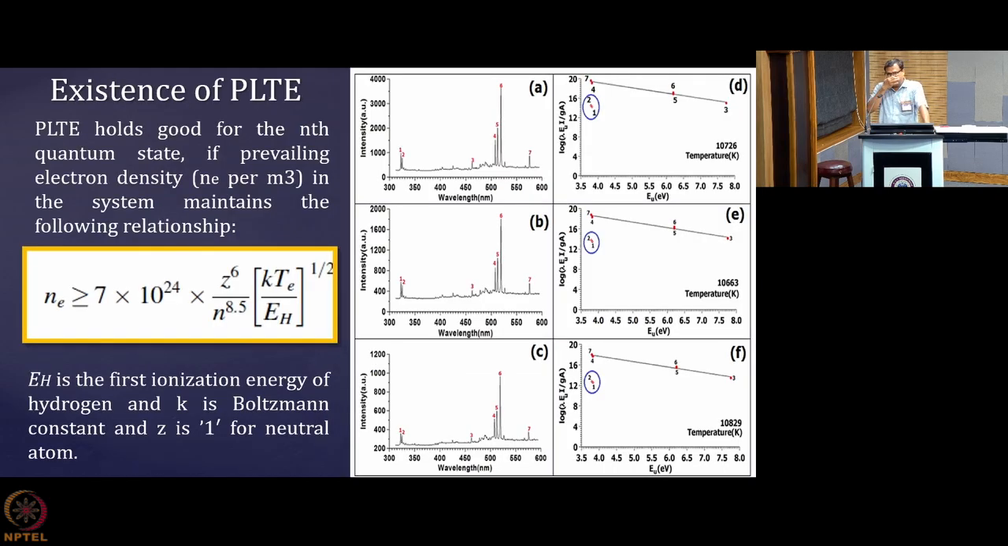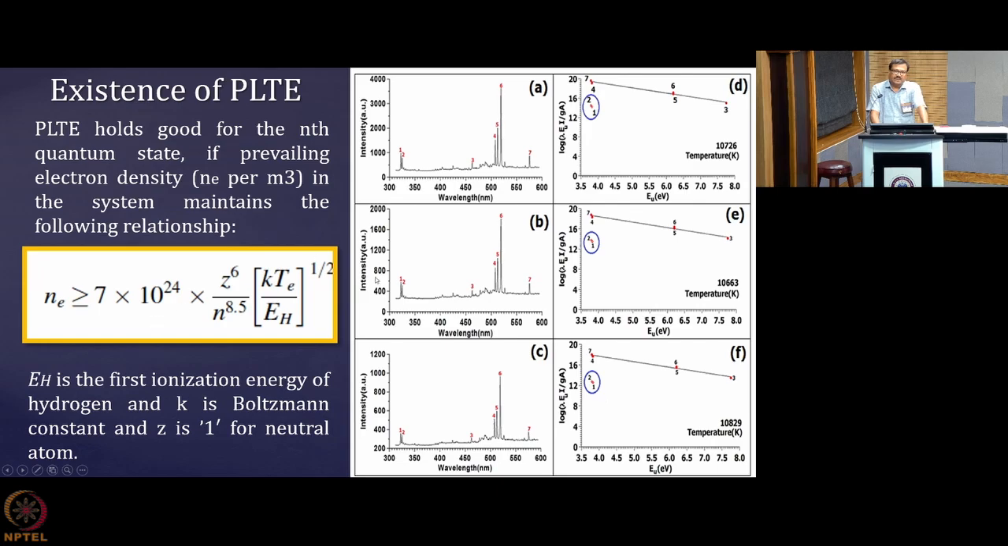So, now I come to the concept of PLTE, as I have told a number of times in our regular class, that this occurs when the upper lying energy levels are in equilibrium as per the Boltzmann distribution, but the lower lying levels are not. And this happens at a temperature Te and density N. This is the kind of relationship required for the PLTE to hold.